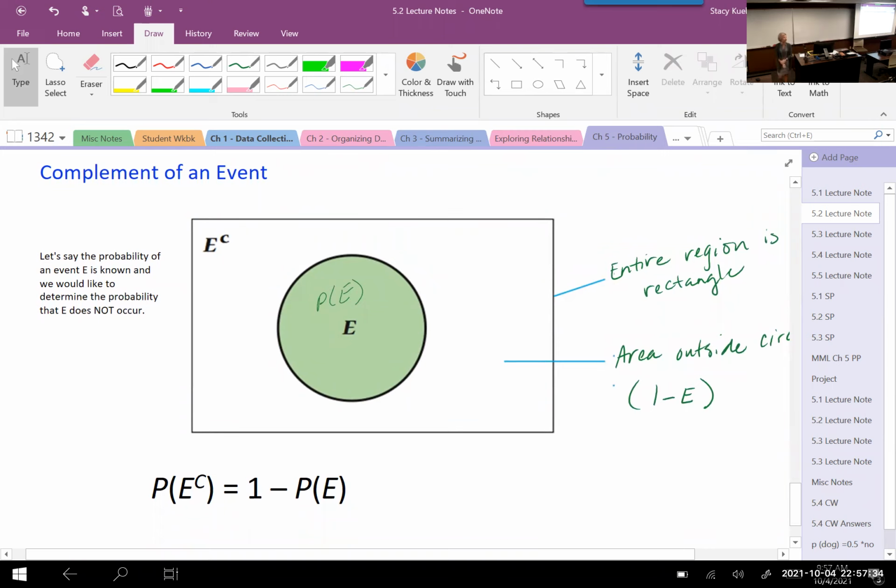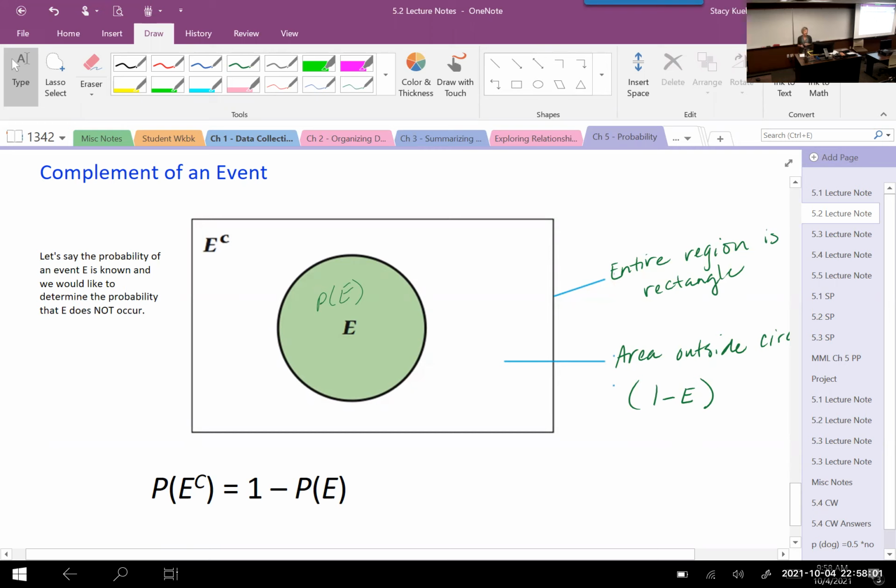And this is finding something using the complement of an event. So when we think of the complement of an event, it's represented as the probability of the event E with a C up in the superscript spot, raised to like the C power. It's just a notation for us that we're talking about the complement of the event.